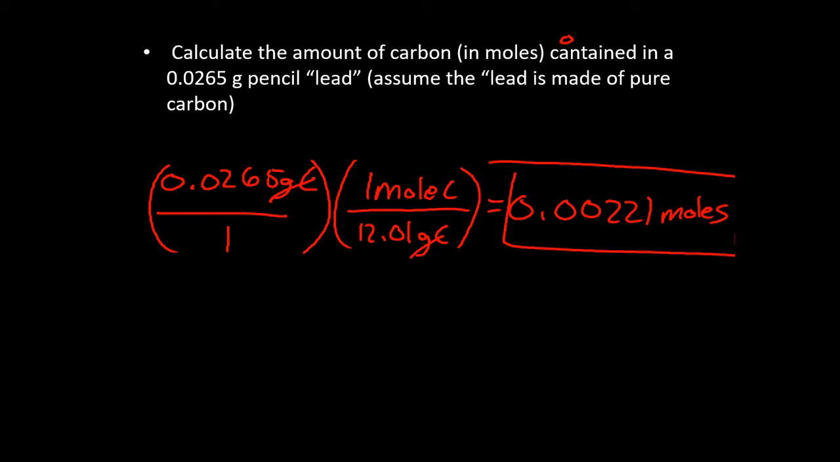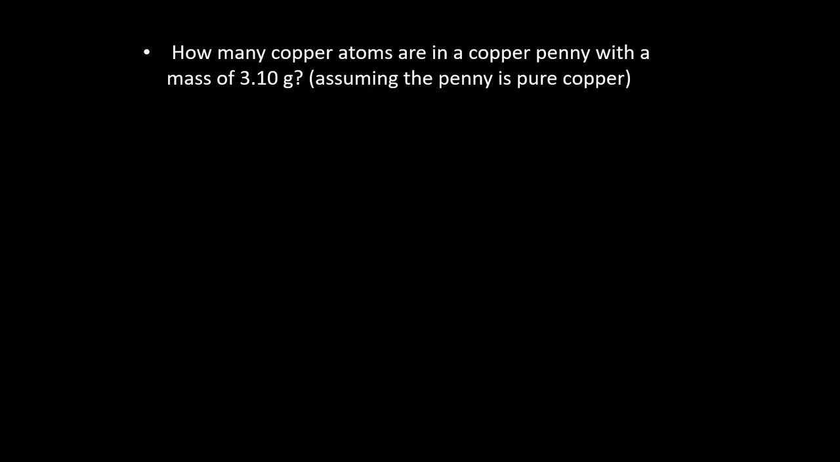Okay. So that is the number of moles of carbon, pencil "lead" so to speak, in a single pencil. Now, I would like you to try to work this one out on your own. Go ahead and pause the video, read through the question, and try to work out how many atoms of copper are in 3.1 grams of a penny. We're making the assumption here that we have pure copper, which is not a great assumption, but we kind of have to make that assumption. So assume the whole penny is copper.